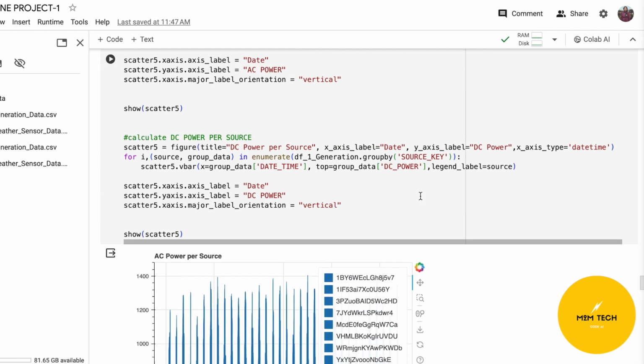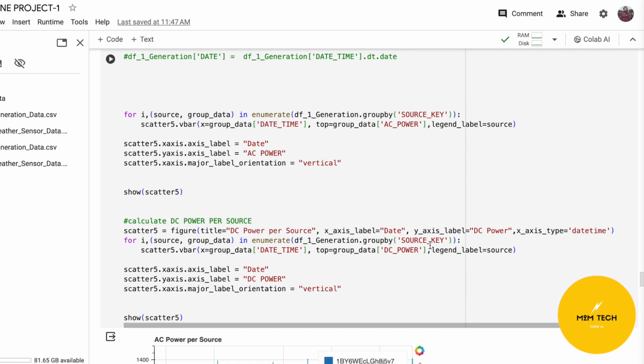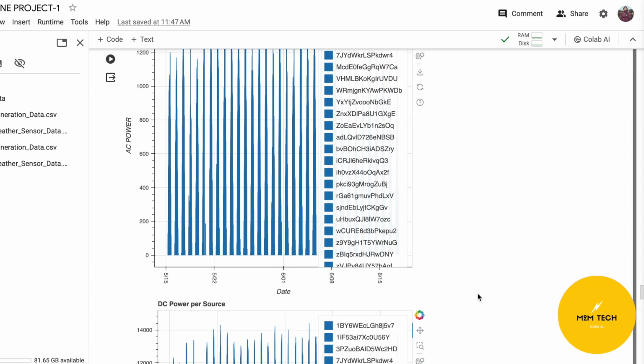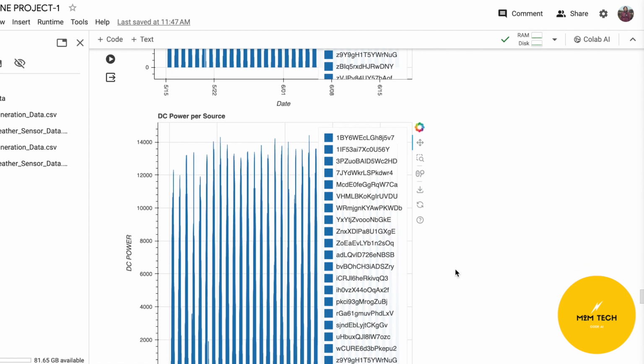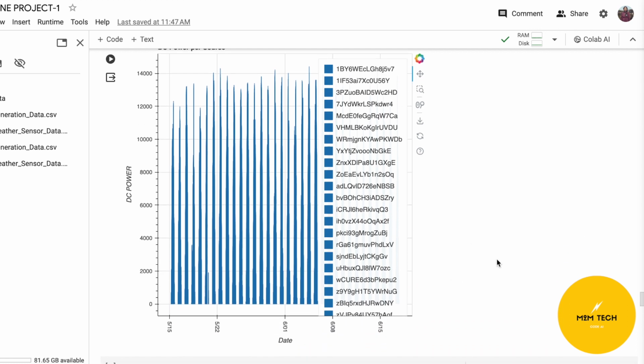Here I have represented the AC power per source and the DC power per source. These are the source names, and this is the AC power on each day, I mean on each date. Similarly, this is the DC power per source, the different source names and their DC power.